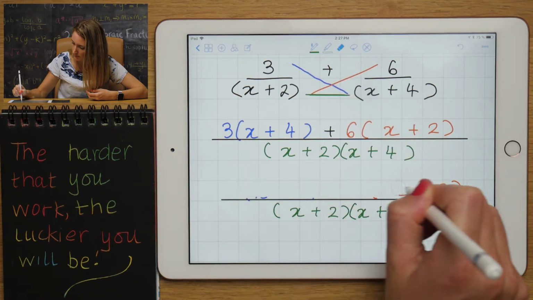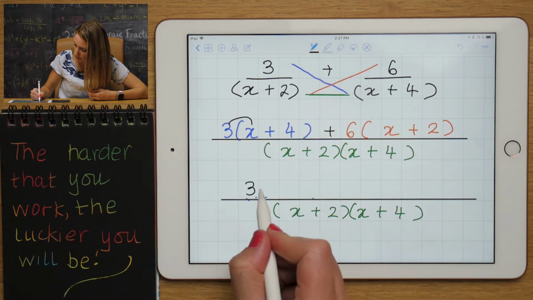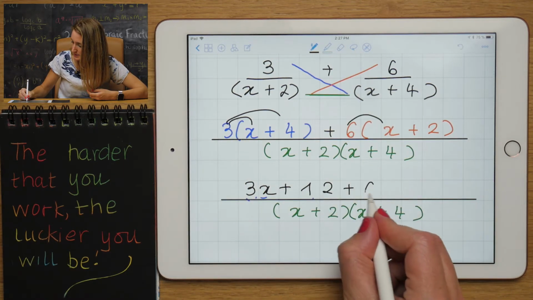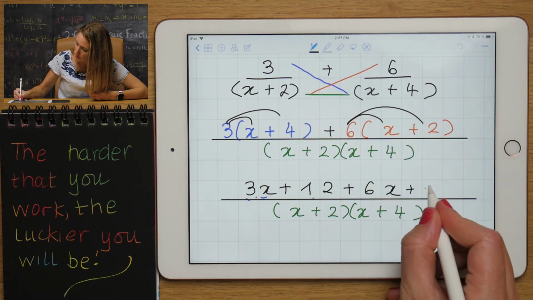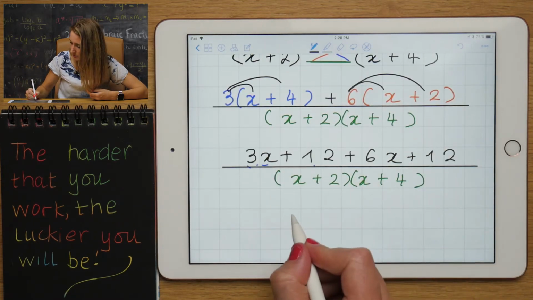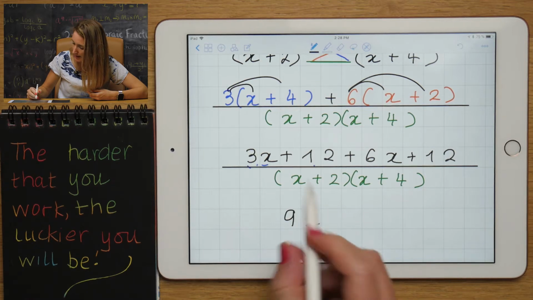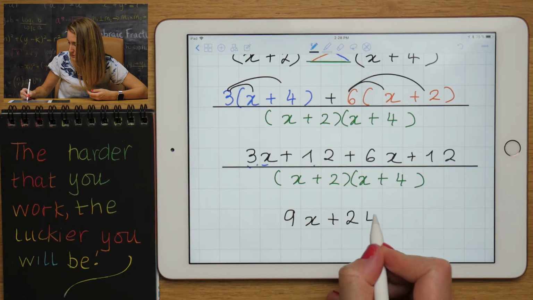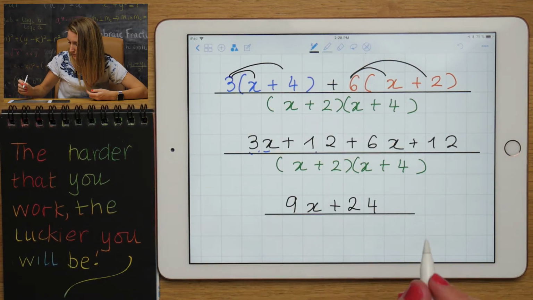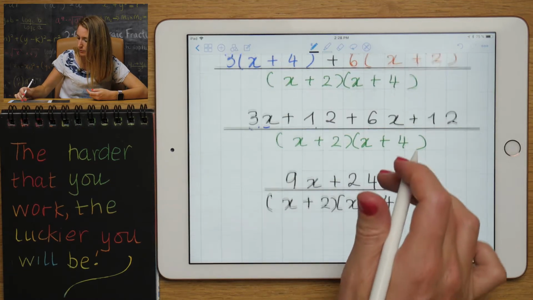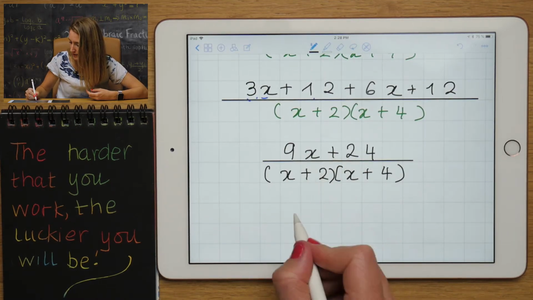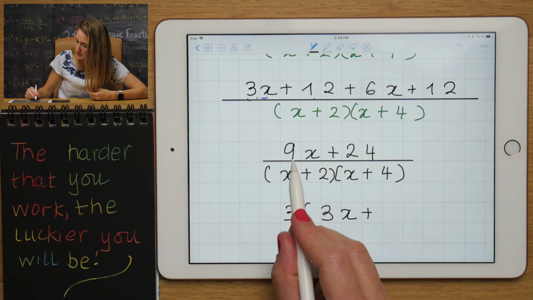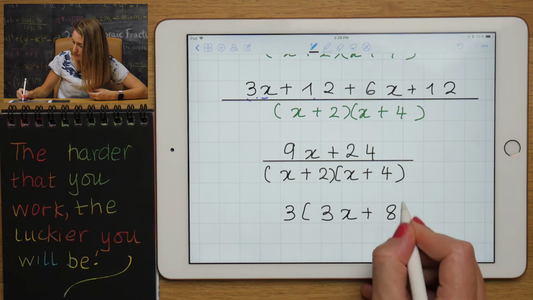So let's get started. That will be 3x plus 3 times 4, 12, plus 6x, and 6 times 2 will be 12. We can add the like terms together, so that will be 9x, adding the 3x and the 6x, plus 24. I would double check, can you factor out anything from the top too? In this case you can, it would be 3. So that would leave you with 3 times x plus 8, since 8 times 3 would be 24.